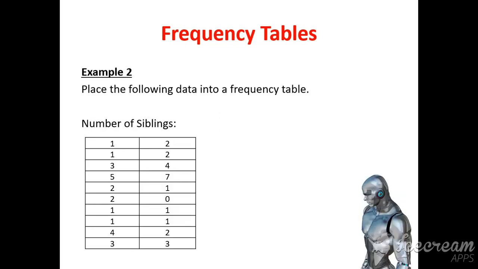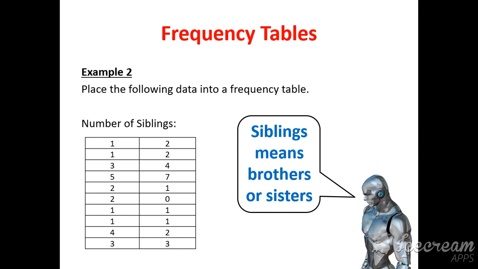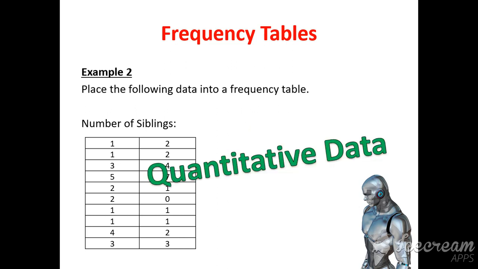All right, example 2. Let's move on to this one. Place the following data into a frequency table. This is the number of siblings. Now, siblings basically means how many brothers or sisters do you have. This data is quantitative data. Quantitative data is data that is numbers, numerical.